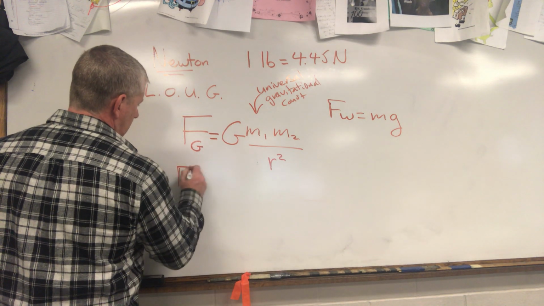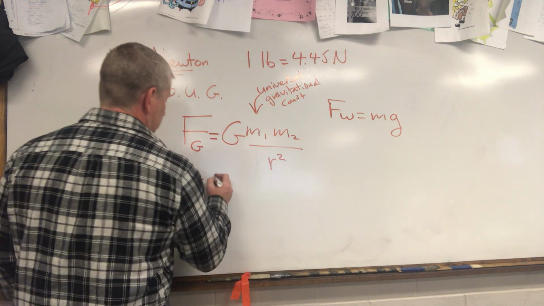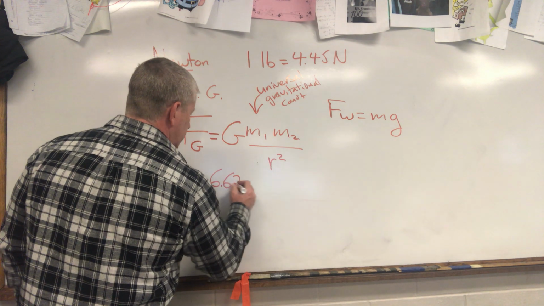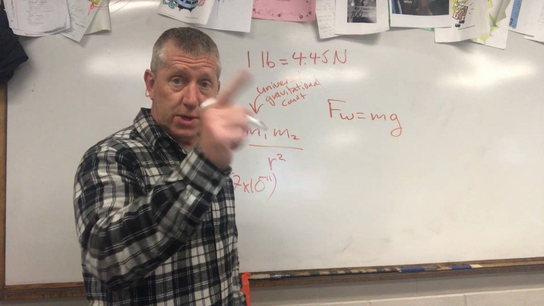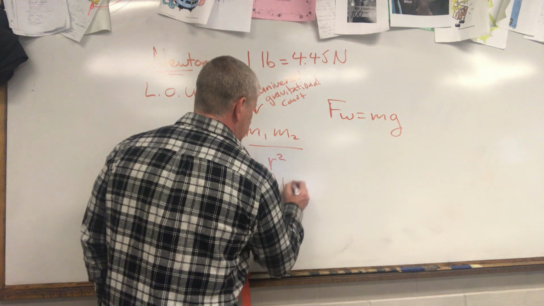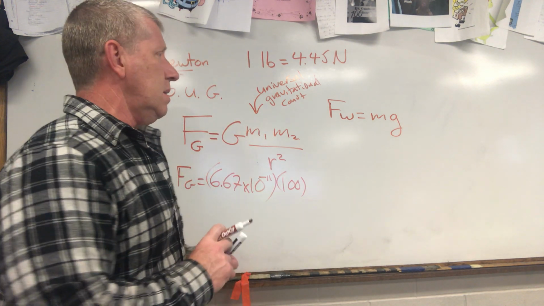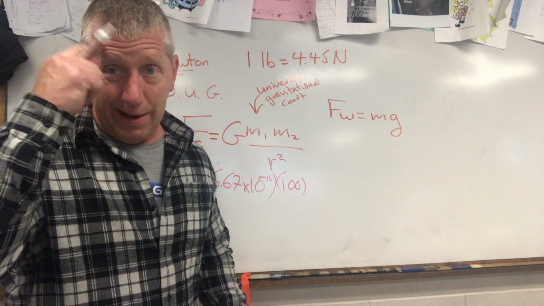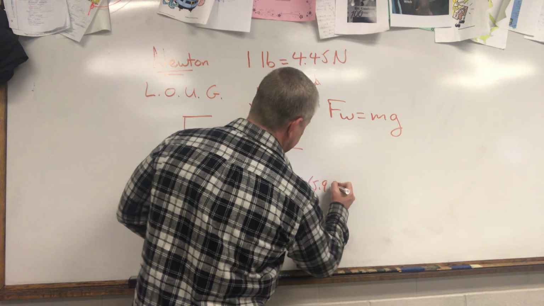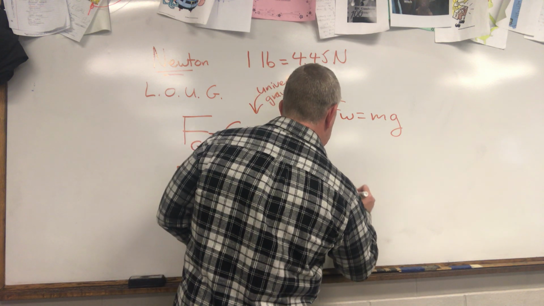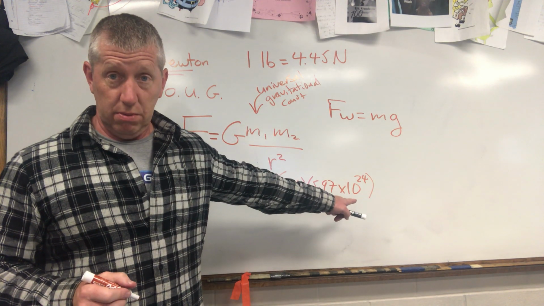Okay, Billy, how much attraction is there between you and the Earth? Let's figure that out. So I need big G, 6.67 times 10 to the negative 11th. I need the mass of Billy, which we said earlier was 100 kilograms, and the mass of the Earth. Google it, or trust me, I've got it memorized. It is 5.97 times 10 to the 24th kilograms. That's a huge number. The Earth is massive.